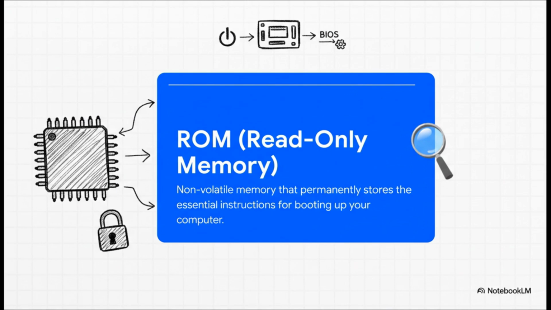So, the other side of this primary memory coin is ROM, which stands for read-only memory. Now, unlike RAM, which is all about active work, ROM holds the permanent, unchangeable instruction manual that your computer reads every single time it boots up. This is what we call the BIOS or the firmware.